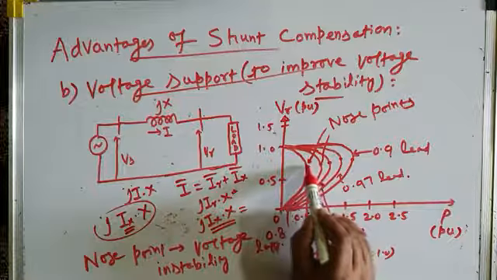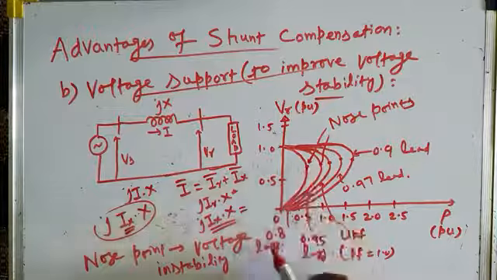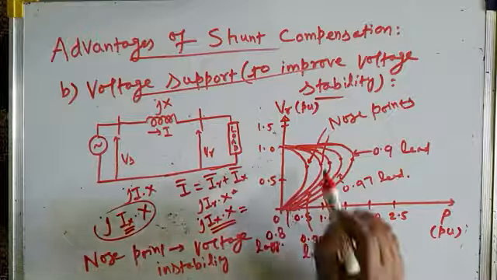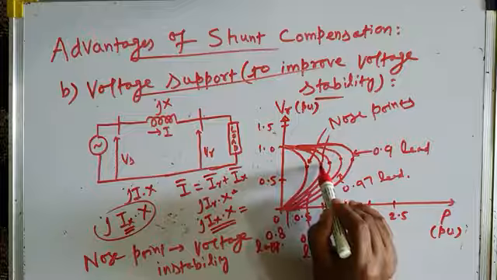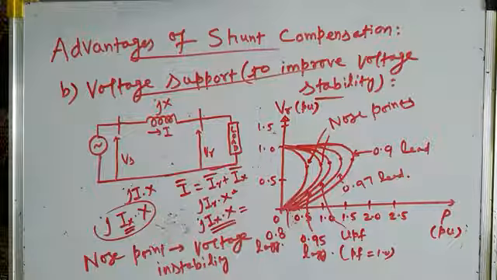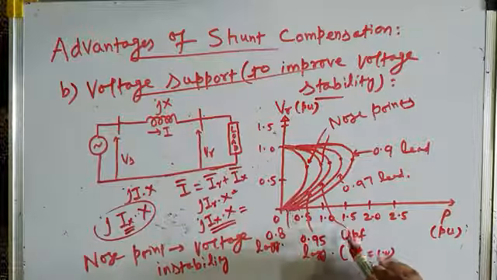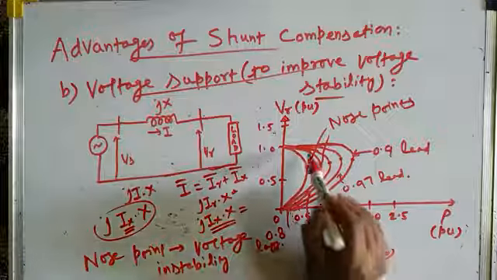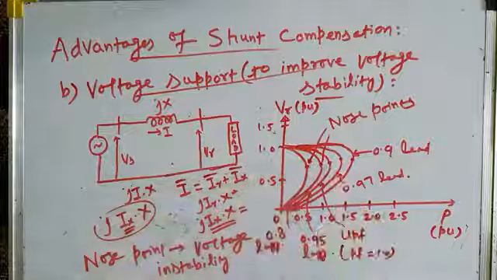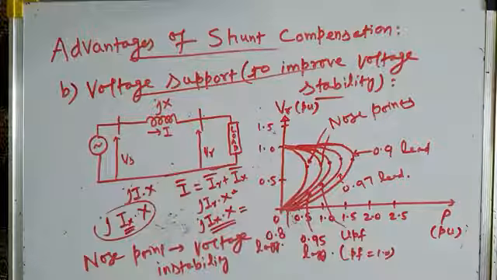and the nose point is shifted towards the right. If this was the voltage instability point for 0.8 lagging power factor, for 0.95 lagging power factor, this is the point of instability, or this is the nose point. If the load is operating at unity power factor, that's power factor equal to 1, then the nose point is further shifted towards the right, and there is improvement in the receiving end voltage regulation.